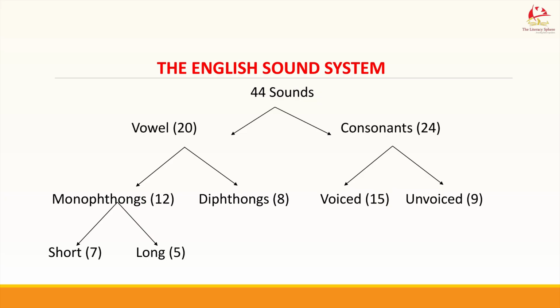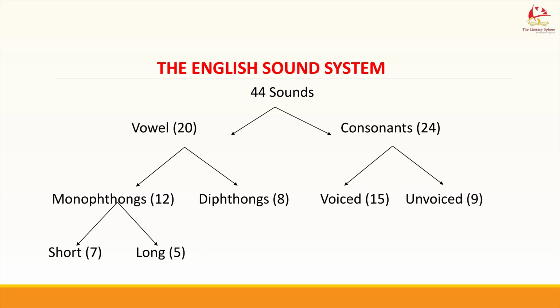First, we have 44 sounds. The 44 sounds are divided into two: 20 vowel sounds and 24 consonant sounds. According to some schools of thought, we have more than 44 sounds. However, this sound system containing 44 sounds gives us what we want. That's the standard English sound system. All right? So we have 20 vowel sounds and 24 consonant sounds.